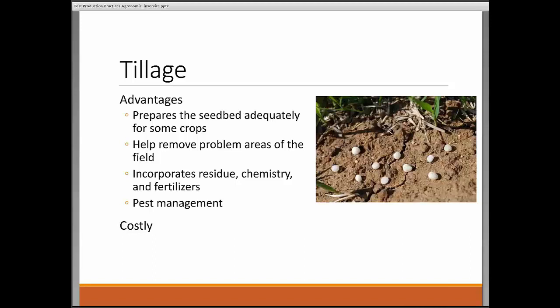In Oklahoma, it's not advantageous to wait for a rain. So the best thing to do is utilize that tillage effectively and use it when you really need to. And also pest management. Lynn talked a lot about weed management.